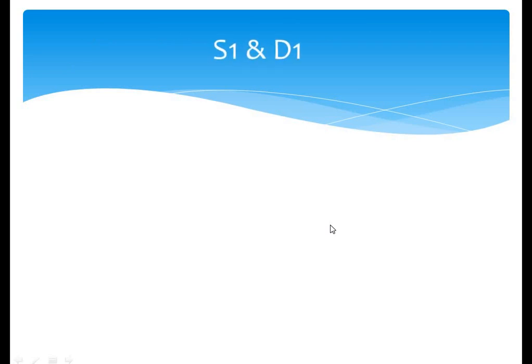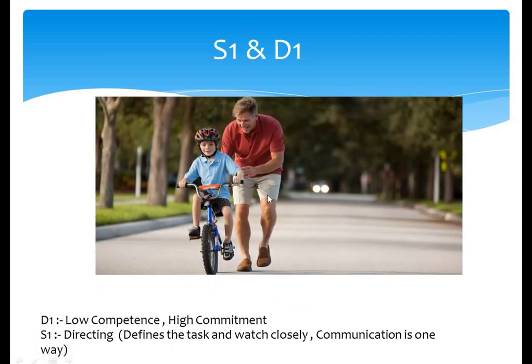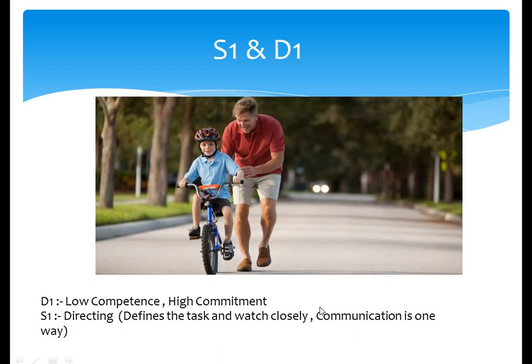Now for this we have to have a task, we have to have a leader and we have to have a follower. So in this, what is the task? The task is riding a bicycle or learning how to ride a bicycle. The follower is the kid and the leader is the father.